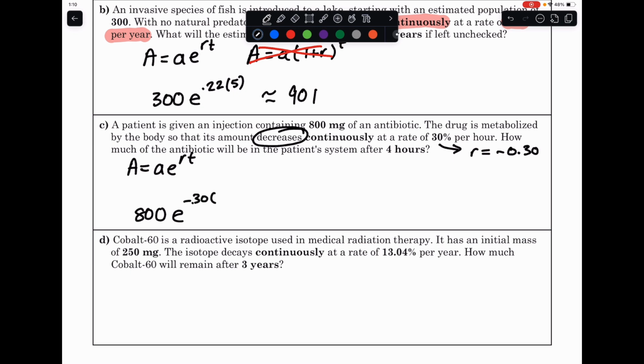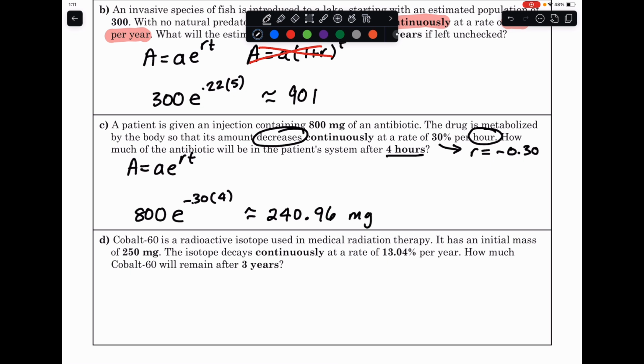So we're going to use that number for R. It's in units of hours, and we're measuring the time in hours, so we don't have to do any conversions there. Plugging this into the calculator, this is going to be a total of 240.96 milligrams.